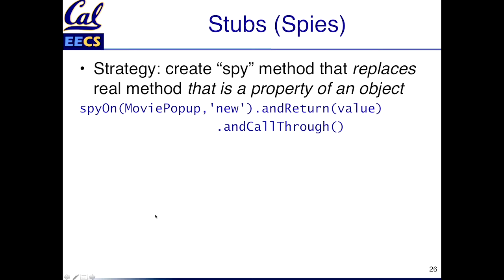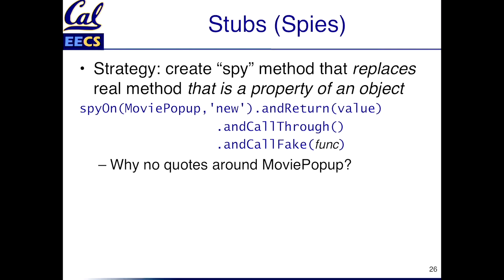We can also say and call through. So rather than returning a canned value, once you've spied on it, allow the call to proceed. And why would you use that? Well, remember the use of things like should in RSpec, right? We want to be able to monitor that something gets called, but without interfering with it doing its regular job. So and call through would give you that ability.